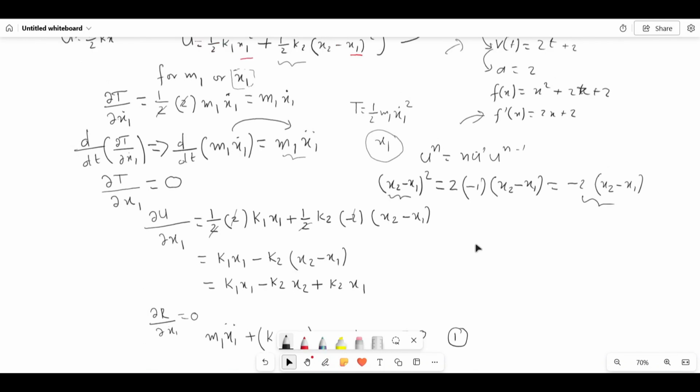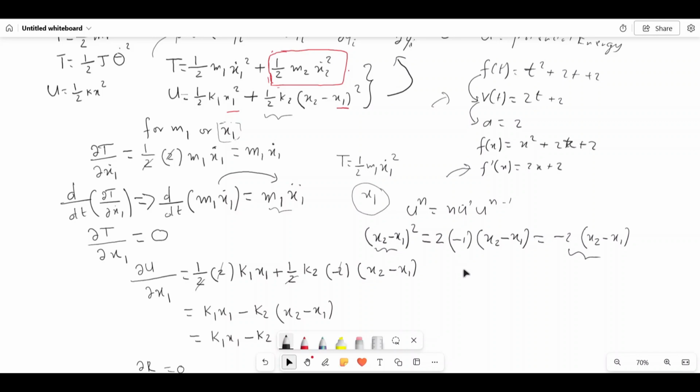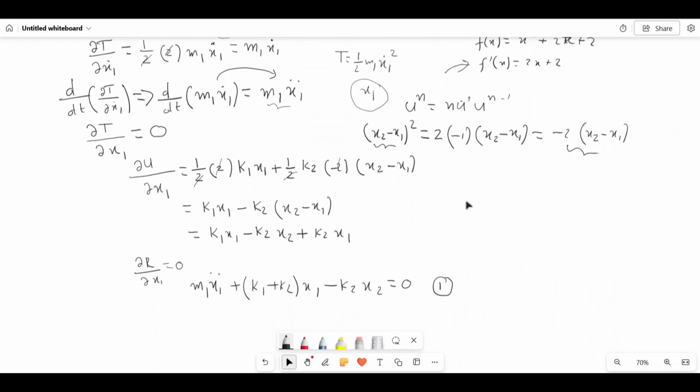Let me zoom a bit out. This is how you do it. You are simply applying some mathematics knowledge to get equation 1. So you will do the same for equation 2, and at the end you write them in matrix form. This is what we'll be doing next. Any question first, guys?